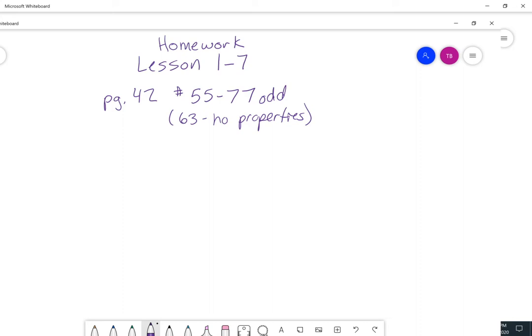This is homework for lesson 1-7. It's on page 42, and don't forget your name on the left, date on the right. Number 55.